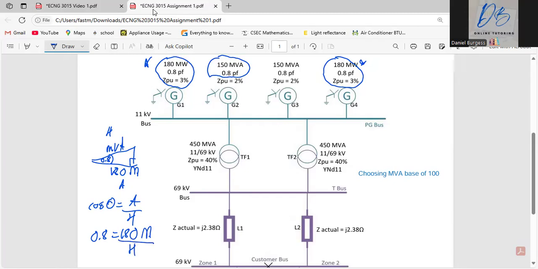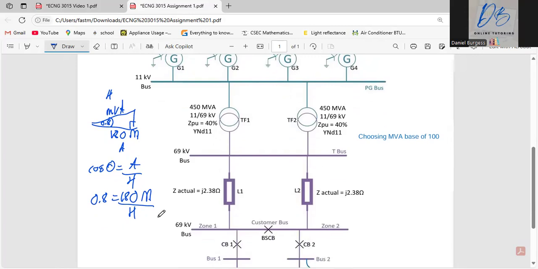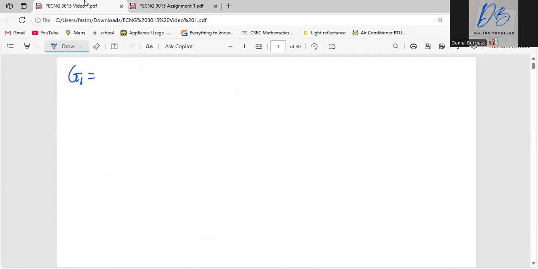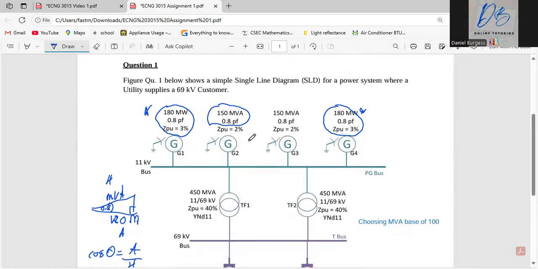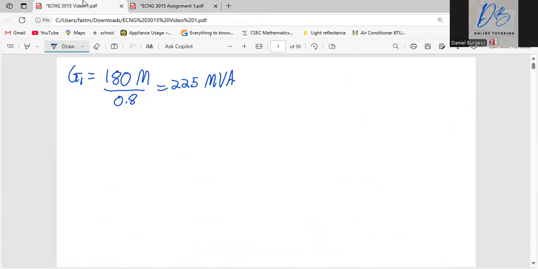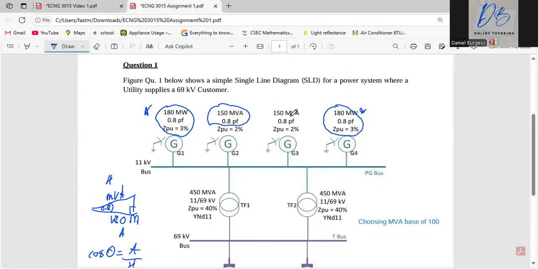And to get the hypotenuse, you can just swap. So it will just be 180 mega divided by 0.8. That's how we would do that conversion. So for G1, it will be 180 mega divided by 0.8, and that'll be 225 MVA. The next one to do is G4. G4 is the same thing as G1, basically the same 180 with power factor 0.8. These two are already in MVA, so they're good.